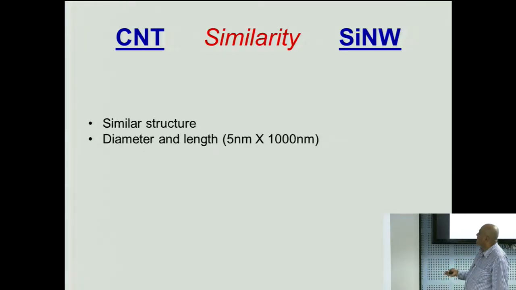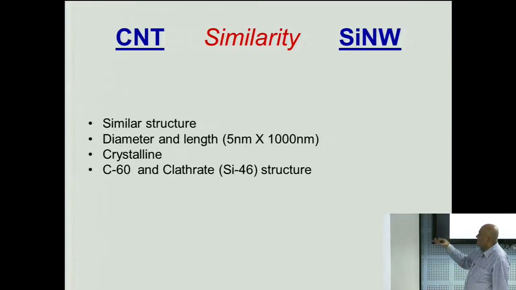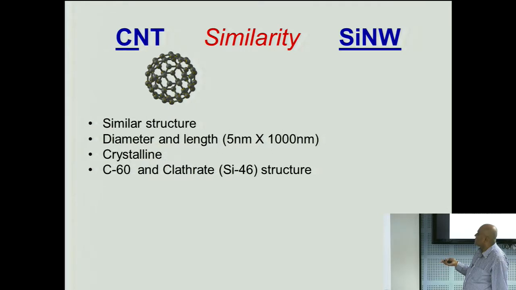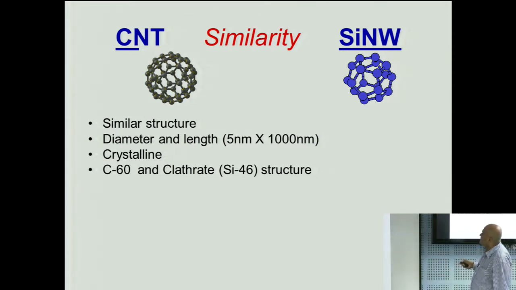So, what is the similarity? Like carbon nanotube, silicon nanowires also have similar structure, diameter, crystalline. Carbon nanotube came off from C60. For silicon, there has been, silicon can exhibit a structure like silicon 46. It is a very unstable structure, but you can find it, and from there you can think that like C60, C70, C80 you made the carbon nanotube. Similarly, you can have this.